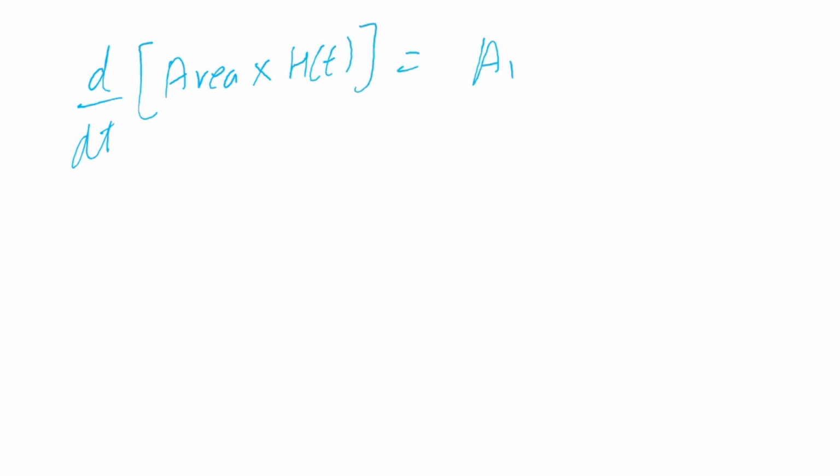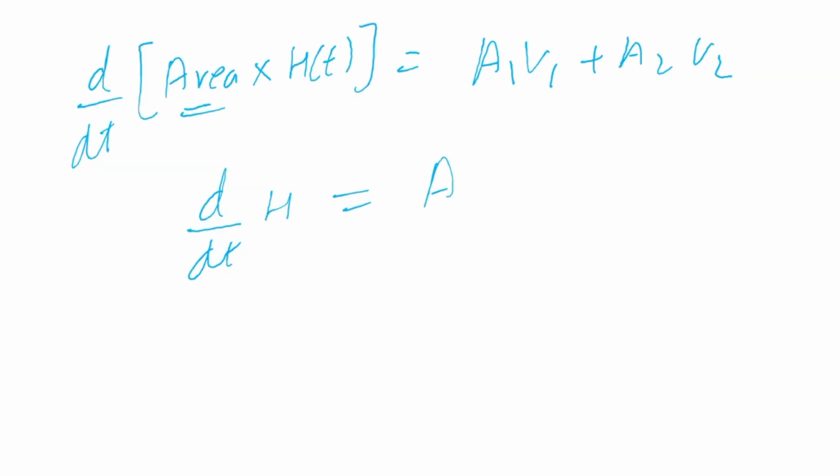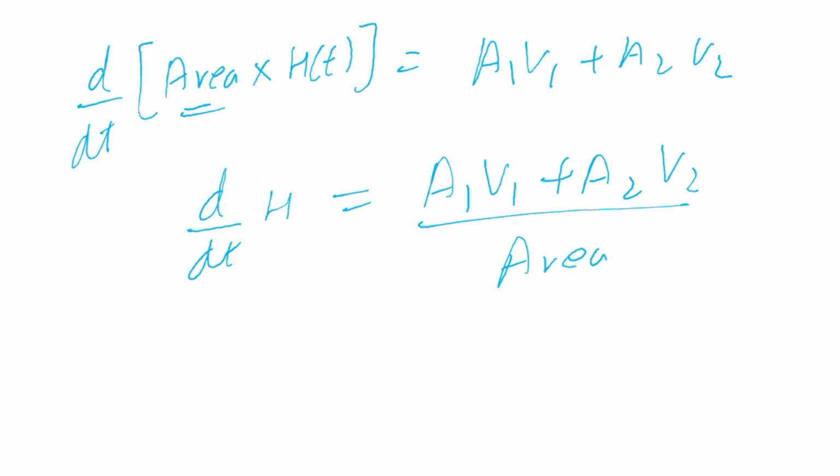Okay, so now if you rewrite the rate of change of the volume of water in the tank, d/dt, the volume is nothing but the area times the height, which is changing with time, and that is the sum of A1 V1 plus A2 V2. Since this area is constant, you can take the area out, and the time rate of change of height is just (A1 V1 plus A2 V2) divided by the area of the tank.